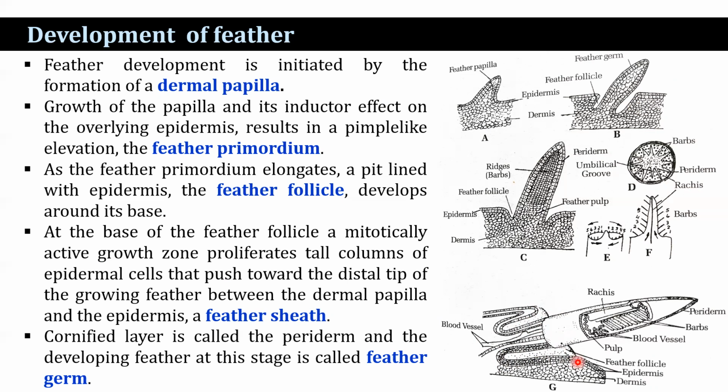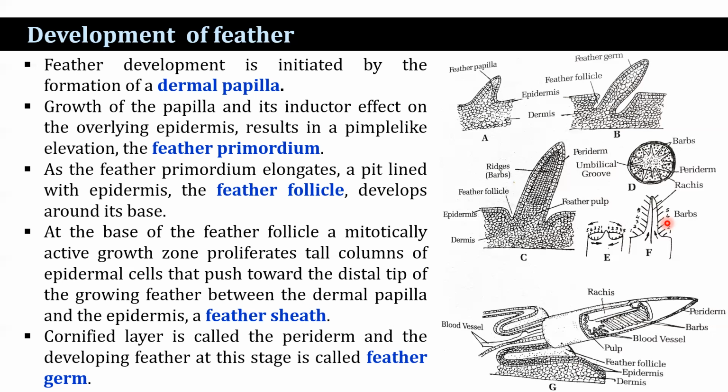These epidermal columns separate from one another, cornify and develop into barbs. These are the barbs. The cornified layer is called the periderm and the developing feather at this stage is called the feather germ. A growing feather still surrounded by its sheath is a pin feather. When the feather sheath splits open, the fluffy barbs stretch out of their cramped quarters and the shaft elongates. So when the feather is fully grown, the dermal papilla in the shaft dies and becomes pulp.